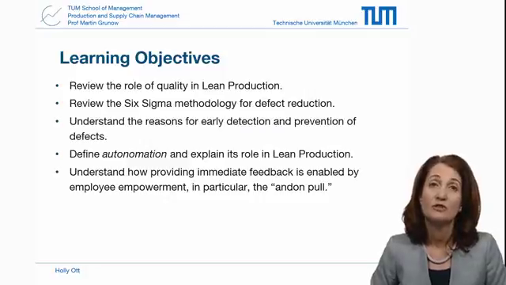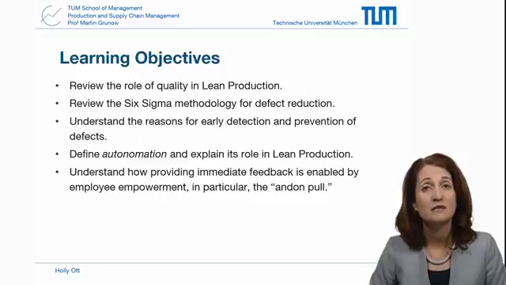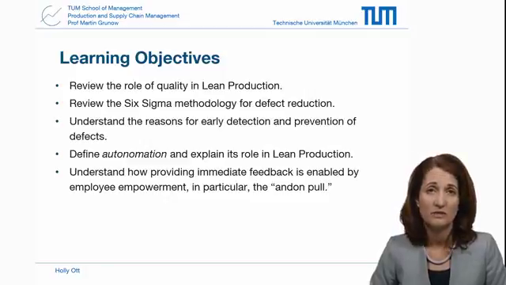The learning objectives are to review the role of quality in lean production and to look again at the Six Sigma methodology for defect reduction. We want to understand the reasons for early detection and prevention of defects and define automation and explain its role in lean production. And finally, we want to understand how providing immediate feedback is enabled by employee empowerment, in particular, the andon pull.